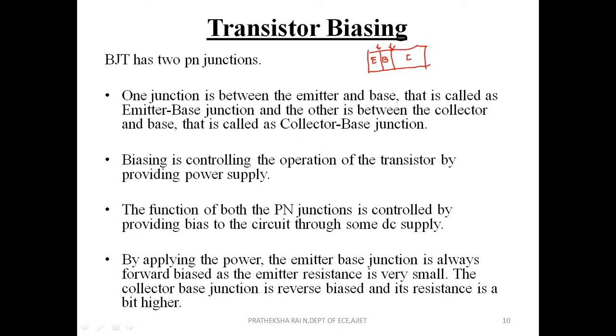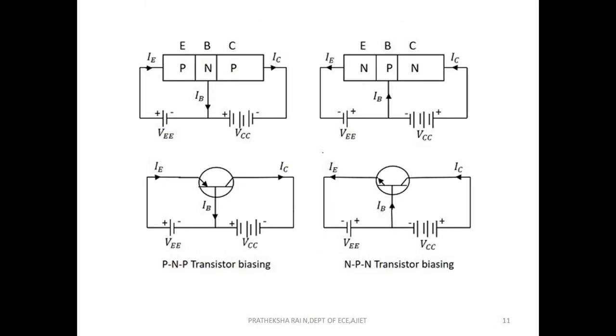When we apply power, we should see that the emitter base junction is forward biased and the collector base junction is reverse biased for the active mode of operation. The different modes of operation were covered in that video. Three different modes of operation are there: active mode, cutoff mode and saturation mode. In active mode, the emitter base junction should be forward biased and the collector base junction should be reverse biased.